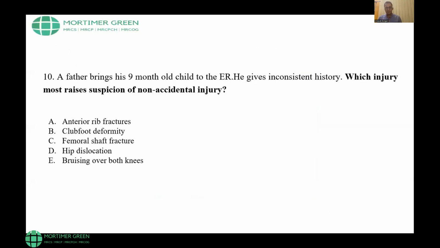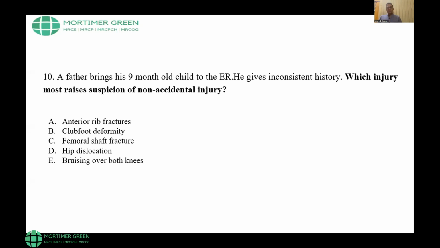Okay, something very logical. A father brings his 9-month-old child to the ER. He gives an inconsistent history. Which injury most raises a suspicion of non-accidental injury? A, anterior rib fracture. B, clubfoot deformity. Rib fractures, don't you think so? It makes a lot of sense. Clubfoot deformity, a child is born with a deformity. C, femoral shaft fracture. D, hip dislocation. Hip dislocation is very common in children.